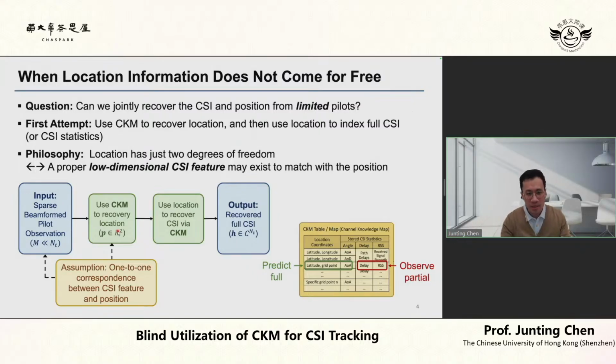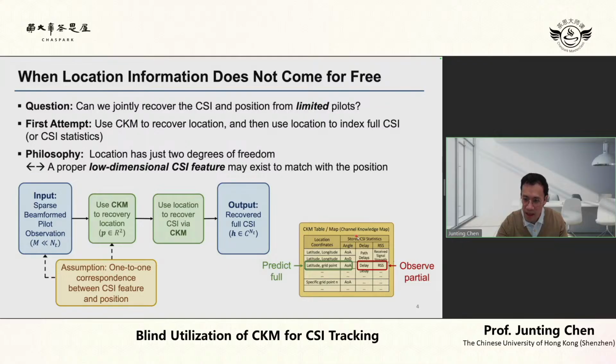Right, but we can make some observation of the channel. The channel has a very high dimension. Now, if we can make some observation, for example, 3 pilot sequences, then in principle, it is possible to already pinpoint where the location is. So the assumption behind is that there could be a one-to-one correspondence between some sparse CSI feature and the position. Right, where the position has just 2 degrees of freedom, and then the CSI feature can have much higher degrees of freedom. Now, this table illustrates the fundamental idea.